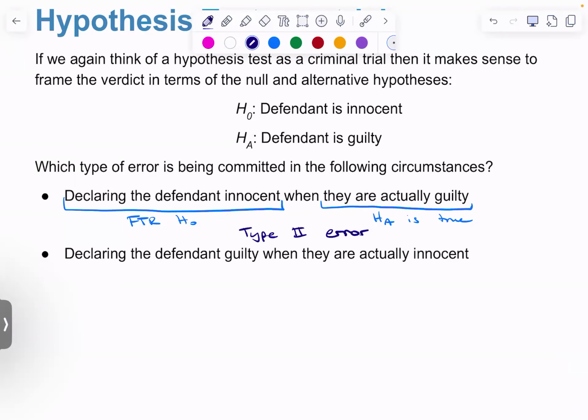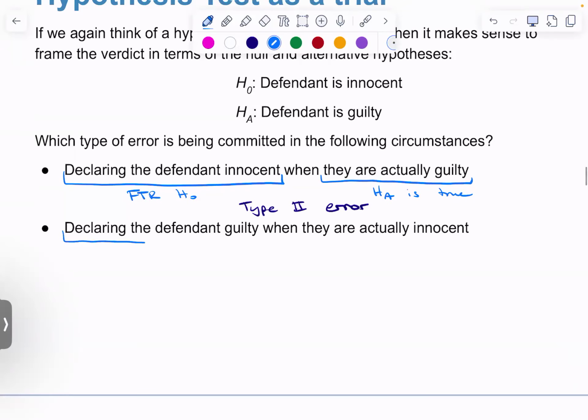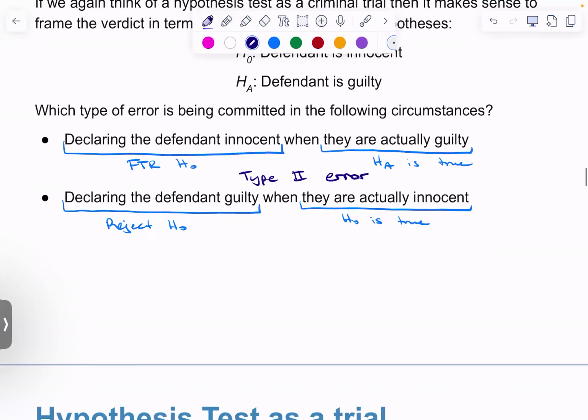Versus declaring the defendant guilty, okay, that would be equivalent to rejecting H naught. So reject H naught when H naught is true. Whenever you reject H naught, there's always a chance that you're making a type 1 error, right? And so here, it's a type 1 error.